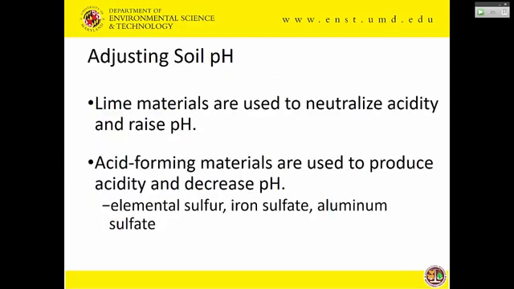How do we adjust soil pH? Well, around here, people usually want to raise it from where it is, so we use lime materials. And lime basically neutralizes acidity. It reacts with the hydrogen ion, and it raises the pH by taking the hydrogen ion basically out of play. There are times when people want to lower the pH. I probably get 1 or 2 calls a year about that. There are materials that can be used to produce acidity and decrease the pH.